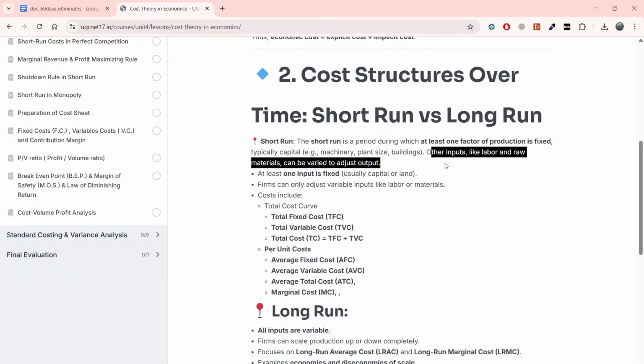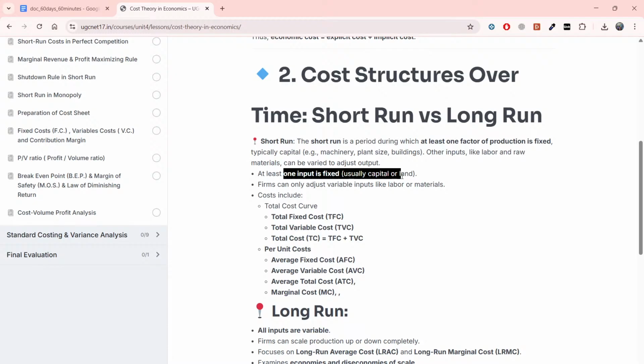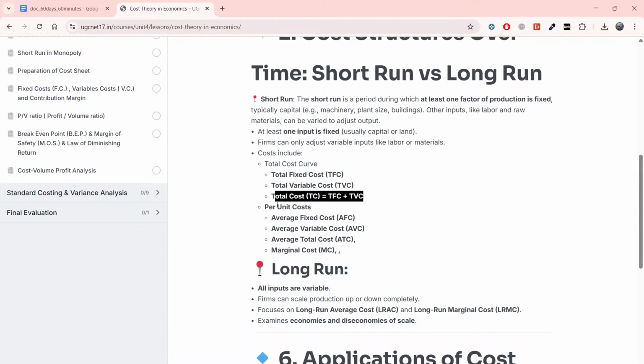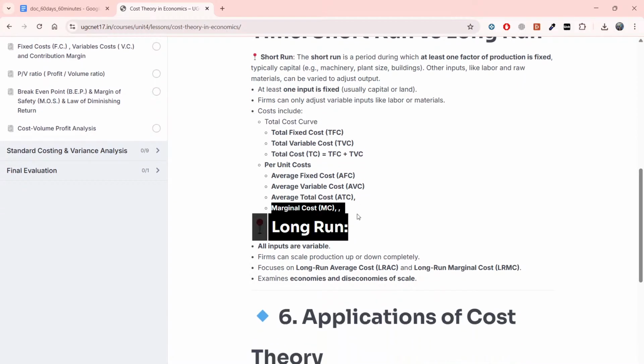Other inputs like labor and raw materials can be varied to adjust output. At least one input is fixed. Firms can only adjust variable inputs like labor or materials. Costs include total fixed cost and total variable cost. Total cost is equal to total fixed plus total variable. If we consider the per unit cost, we will get average fixed cost, average variable cost, and average total cost, and the marginal cost as well.